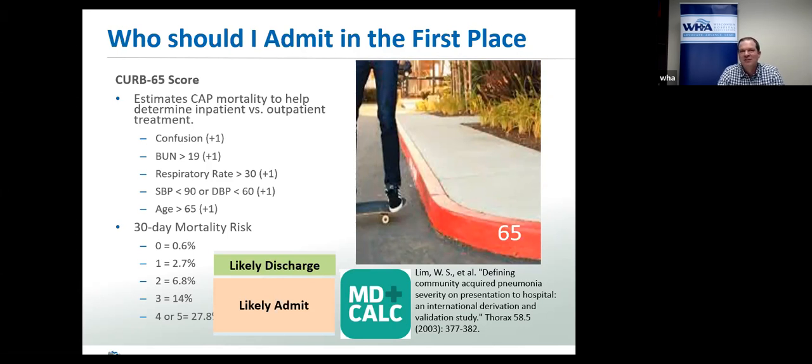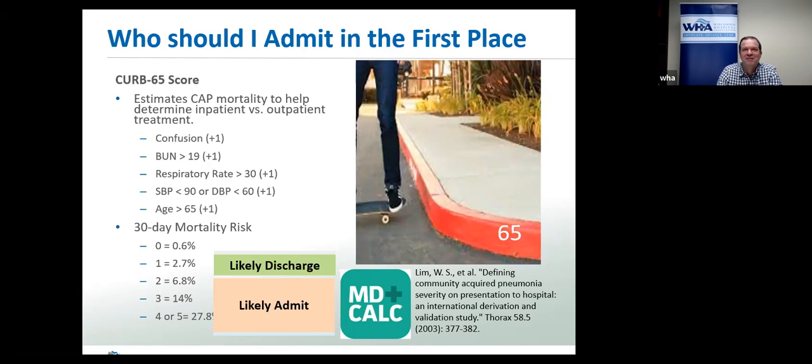If he didn't, however, if you say, well, he lives alone, I don't know, he hasn't filled the last few prescriptions, I know for a fact that his PCP is backed up for weeks, might not be able to get him in next week, that's a patient you'd want to err on the side of admitting. And so the CURB score just gives you some extra information on whether this patient would be safest for an outpatient or inpatient setting.